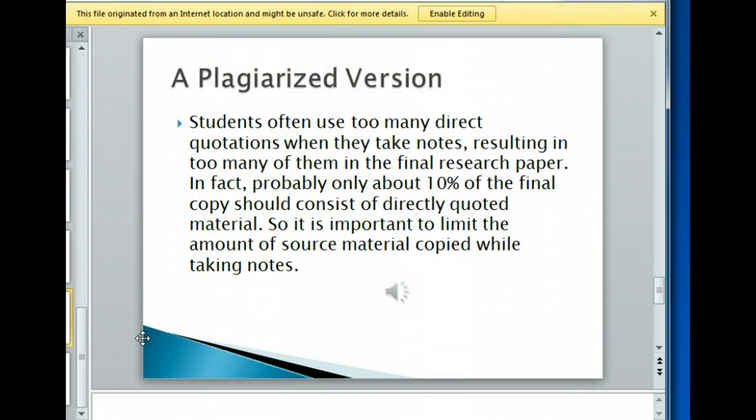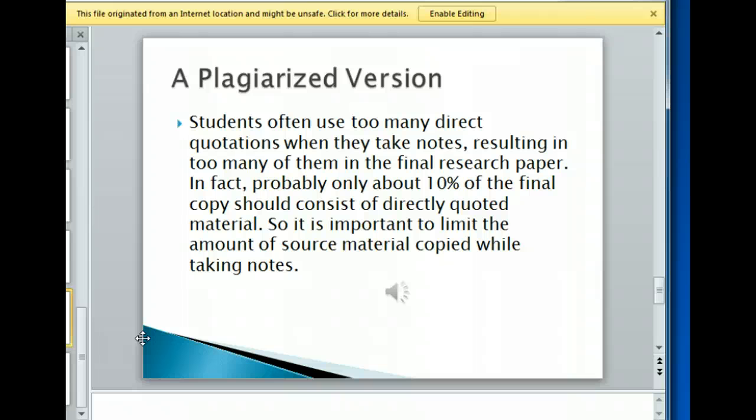If you look at the plagiarized version, you can see students often use too many direct quotations when they take notes, resulting in too many of them in the final research paper. I'm not going to read it all, but I want you to compare it with the original, and you can see that all that I've done here is exchange one word for the other.